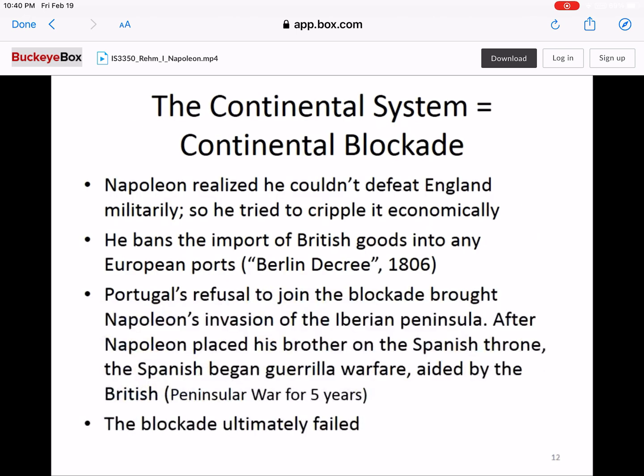During this time, Napoleon realizes that he cannot defeat England militarily, so what he tries to do is to cripple it economically, and to do so he bans all imports of British goods into any European ports in the Berlin Decree from 1806. Portugal refuses to join the blockade, and so Napoleon invades the Iberian Peninsula. This will result in a 5-year guerrilla war, which will raise all sorts of nationalist feelings in other European countries. And ultimately, this continental blockade, or the continental system, is a failure for Napoleon.